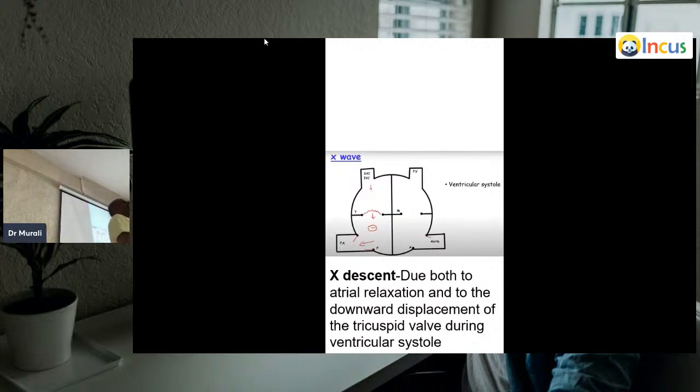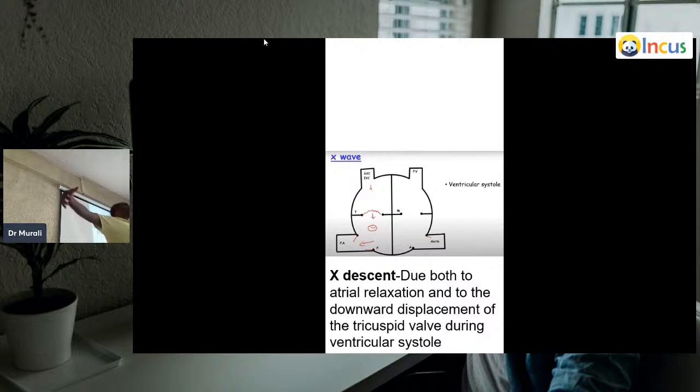So, when will X descent happen? X descent also happens when the ventricle is undergoing systole. Systole is like daddy going to office. When the daddy goes to office, what will mummy do? Mummy will stretch her legs, watch the TV, and then have a little bonavita. Atrium is relaxing. When the ventricle is contracting, atrium is relaxing.